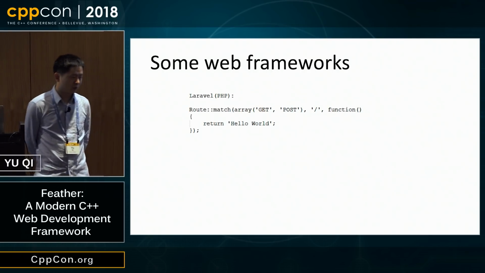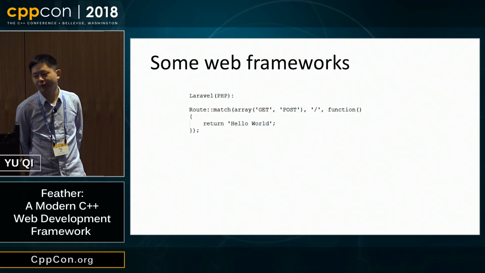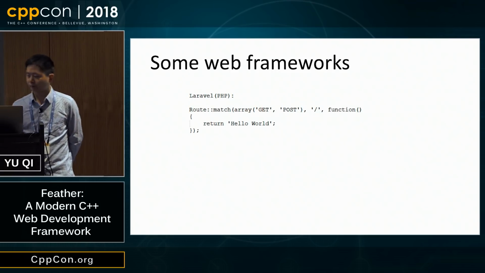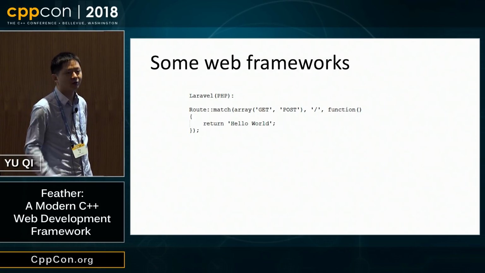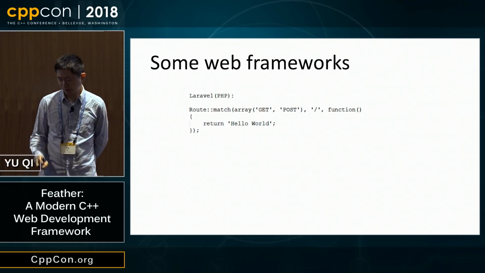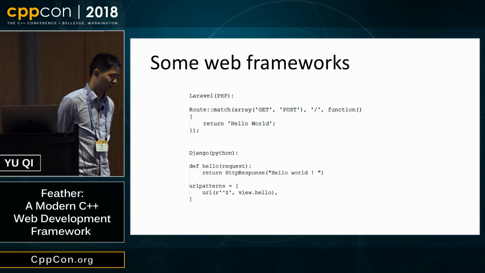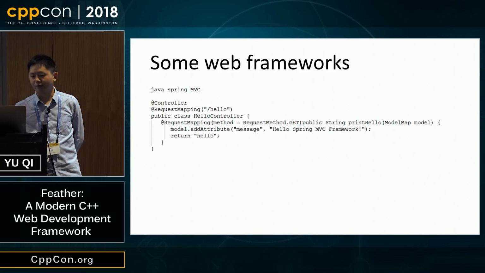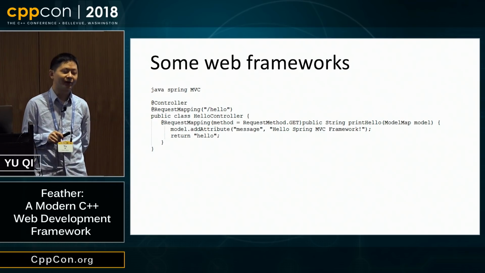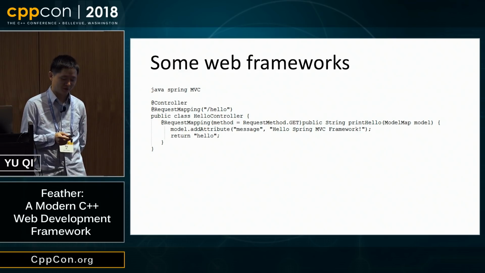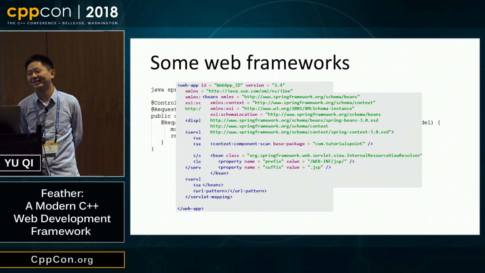Okay, I want to show you some web frameworks from other languages here. This is a web framework from PHP. It's very simple. This is the route, the path, and the visit function. The syntax is very clear. This is another web framework from Python. The code is also very simple. And this is another framework from Java. Yeah, it's famous. It is more complicated than the previous web frameworks because there are so many configurations. Do you think it's a good idea? I don't like this kind of web framework.